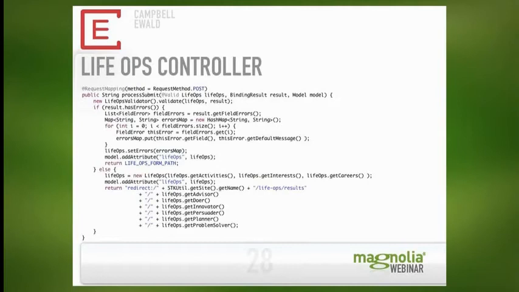If any errors are found, we'll stick those back into the LifeOps model and then return to the forms path. Otherwise, we'll go ahead and create a new LifeOps model with the transient values that were passed in, and then we'll redirect to a location using the LifeOps properties: advisor, doer, innovator, persuader, planner, and problem solver.